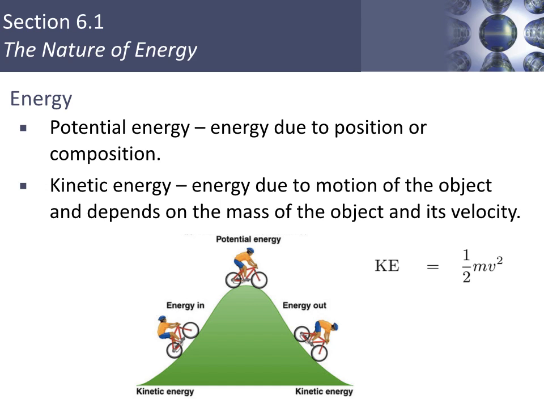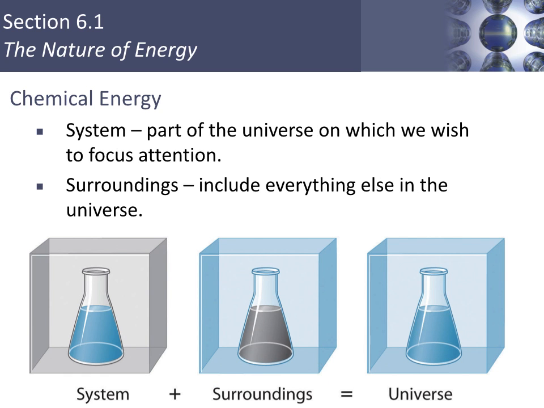The equation that I've given you there: kinetic energy equals 1/2 the mass times the velocity squared. Chemical energy is the potential of a chemical substance to undergo a transformation through a chemical reaction or to transform other chemical substances. And when we're talking about chemical energy, there are some terms that come up that tend to be a bit of a sticking point for some people.